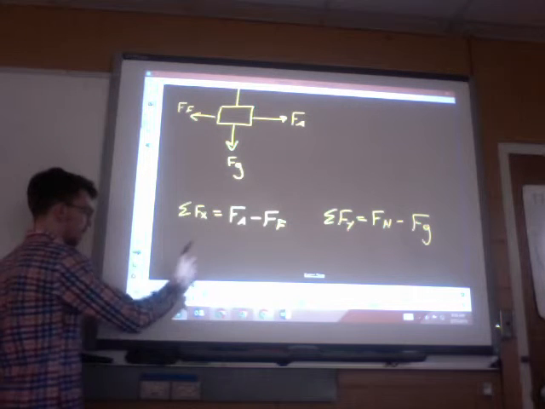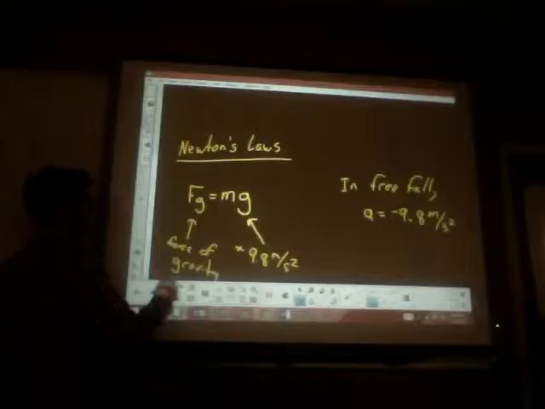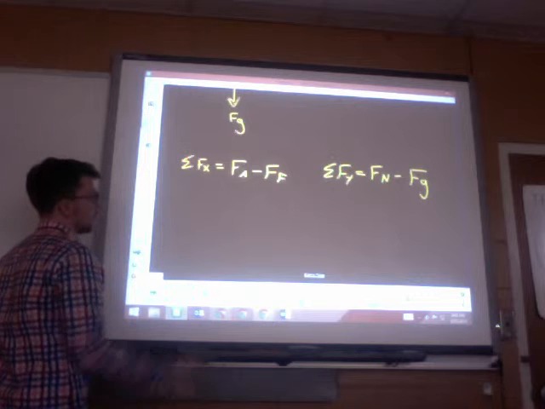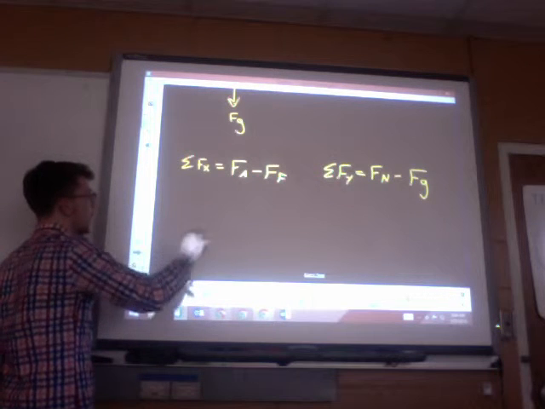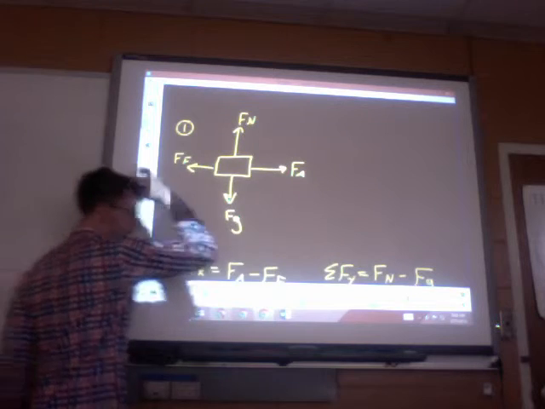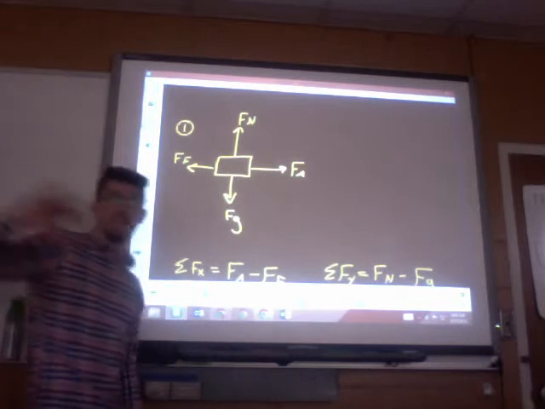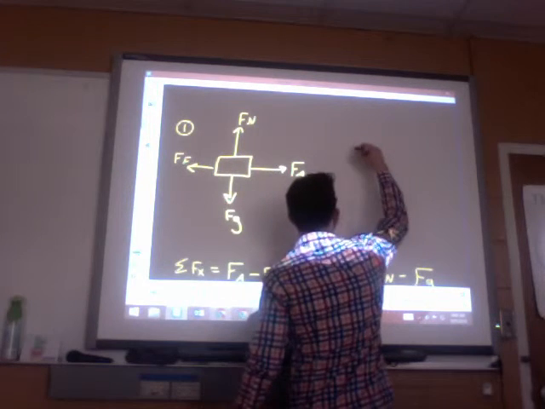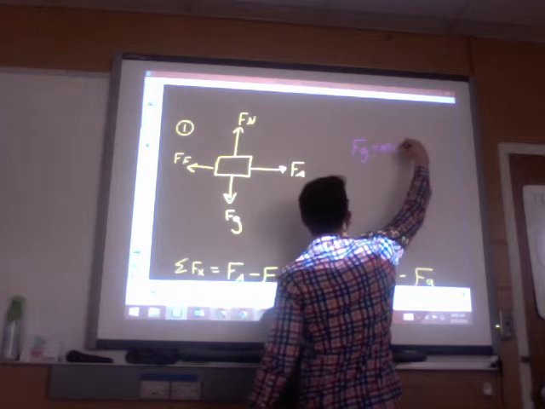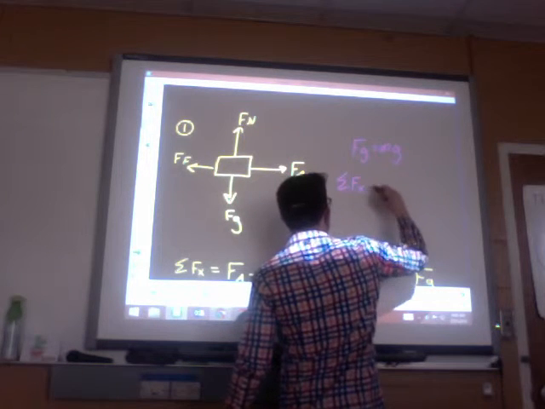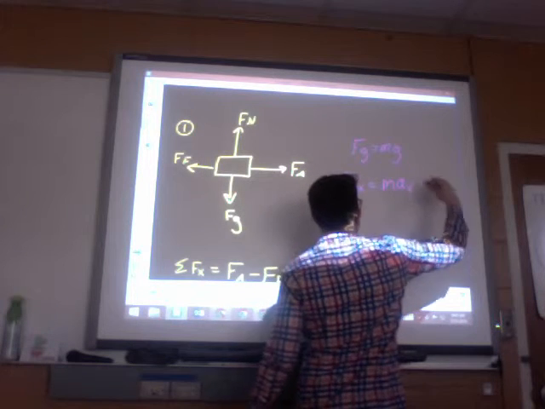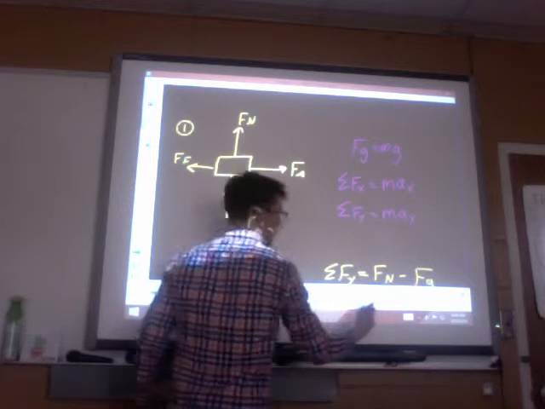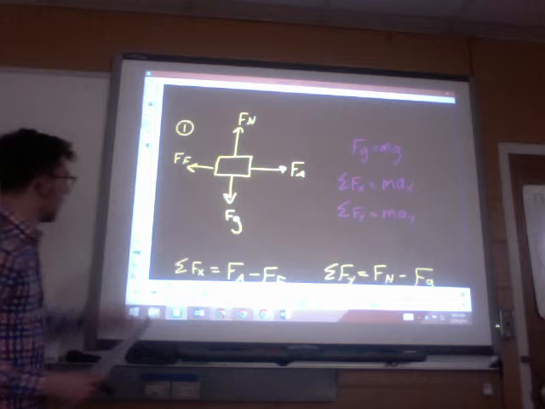Step 3, I want to use the darker screen so that it shows up on the video. So the next step is to plug in any mini equations that we know. I'll write them off to the side here. There will be a little side note on your equation sheet that says mini equations. For example, Fg equals mg, sum of Fx equals max, and sum of Fy equals may. These are given to you. Step 3 is to plug in any of those that can be plugged in.